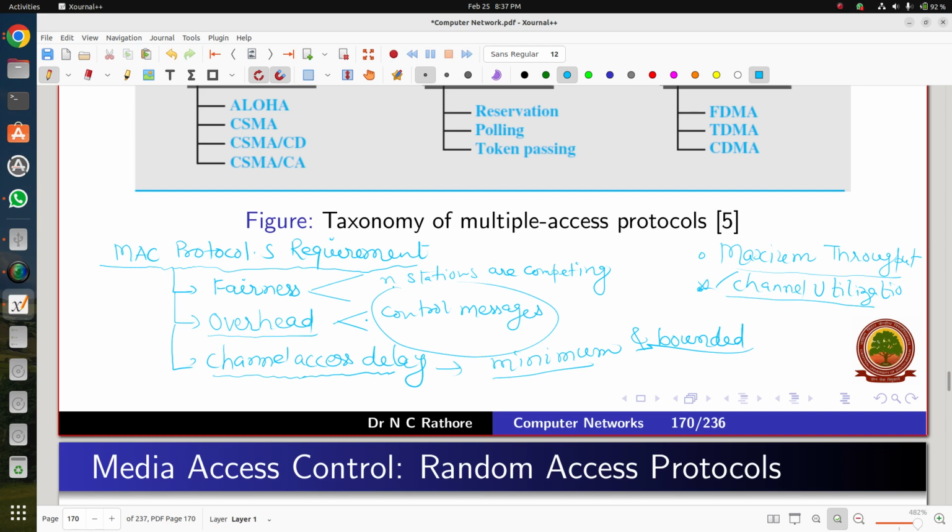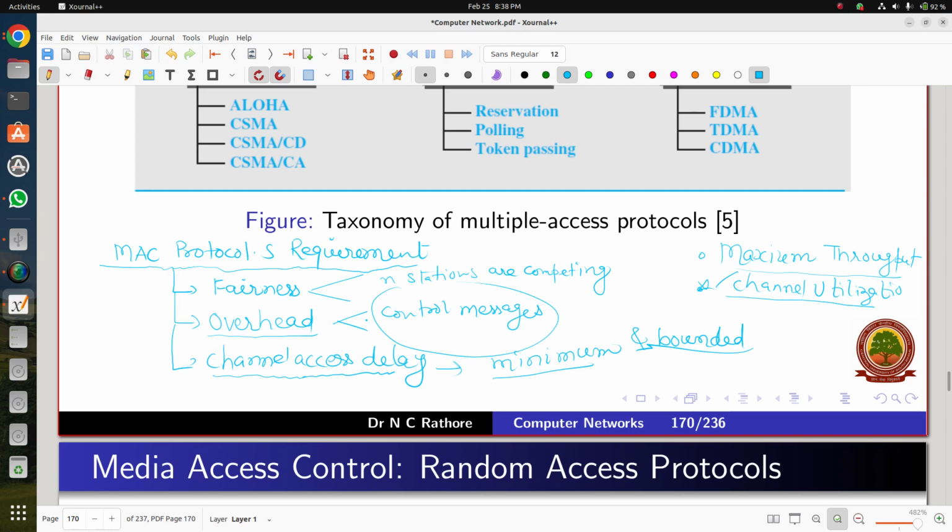You know that when control messages are being exchanged, you are actually using your bandwidth, but you are not using it for data transmission. You are just using it for taking a decision about who will transmit. Okay, so in some protocols it may be the case that a lot of bandwidth is consumed before actually doing transmission. So it will have less channel utilization. So we want that throughput should be maximum.